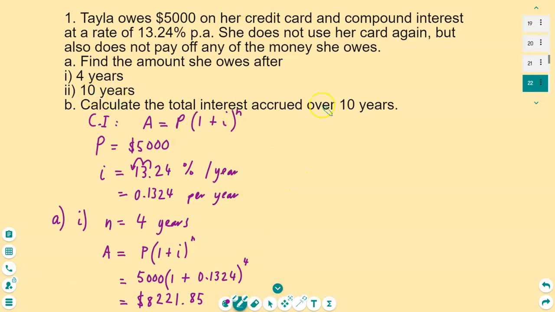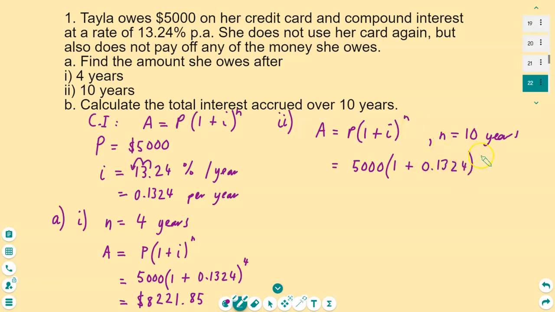Okay, so part 2. Find the amount she owes after 10 years. Okay, so same formula. A equals P times 1 plus I to the N, compound interest. After 10 years, N equals 10. So we've got P is 5,000 still. 1 plus I as a decimal, 0.1324 to the power of 10. Into the calculator it goes. 1 plus 0.1324 to the 10.